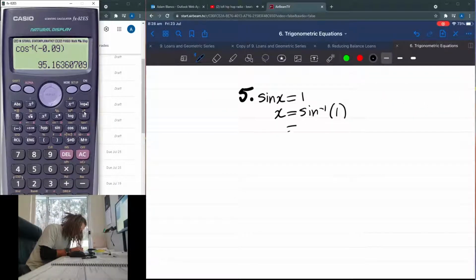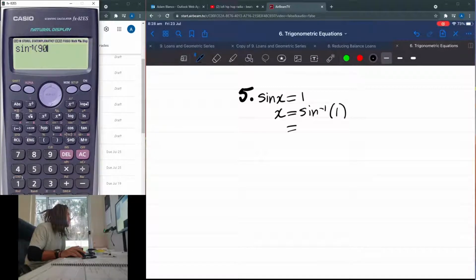Let's test that. So sine inverse 90. Okay, it gave me a maths error because I didn't close the brackets. No, it didn't. What am I doing? Why did I do sine inverse? Sine 90. 1. Okay. I wrote it backwards. Okay, that's my first one.